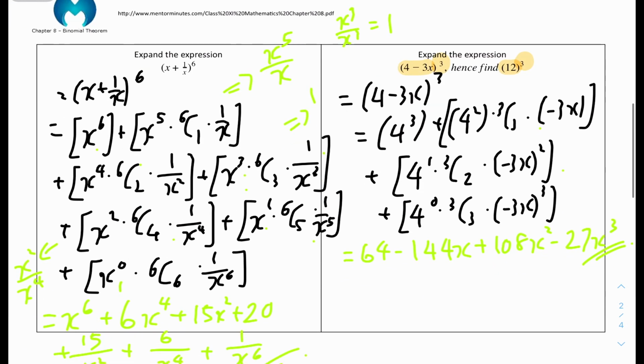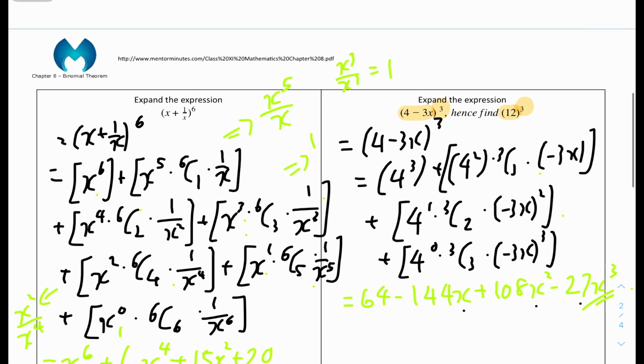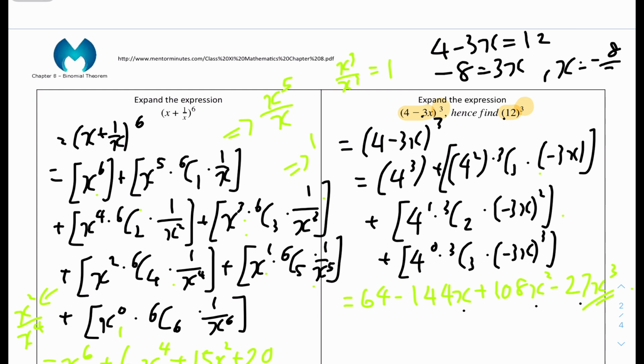Since we already expanded the whole 4 minus 3x to the power of 3 right here, we can substitute each value of x by a certain value to find an outcome. So here's what I mean. We have 4 minus 3x. We can just equate it to 12 because they're both inside the bracket to the same power. And if you solve for x, it will be 4 minus 12, or minus 12 plus 4, it's minus 8 equals 3x, and x equals minus 8 over 3.